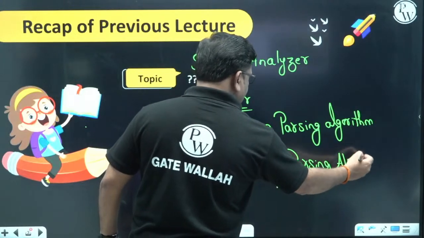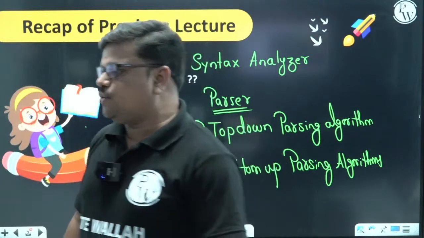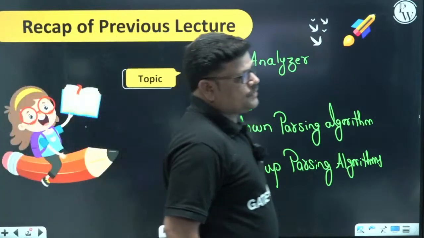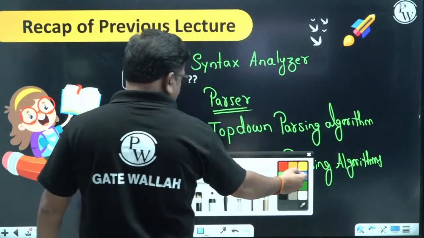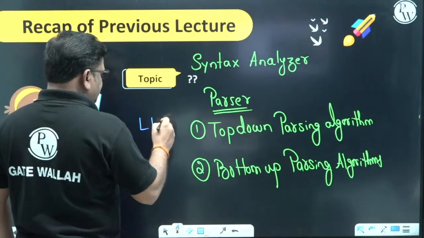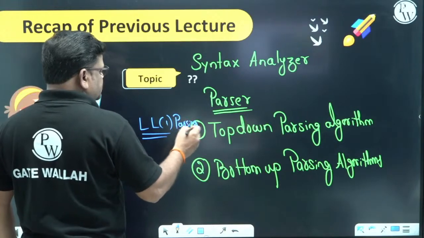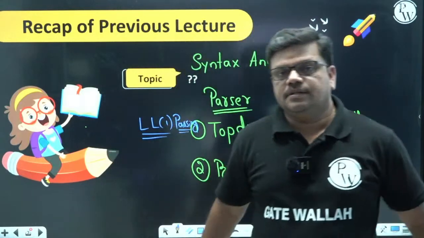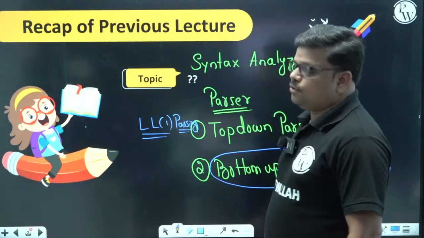In the last class we even discussed which of these two is more powerful. In the top-down, the most important one we discussed is the LL1 parsing algorithm, and we constructed the parsing tables. Bottom-up parsing algorithms are the most powerful compared to the top-down parsing algorithms.